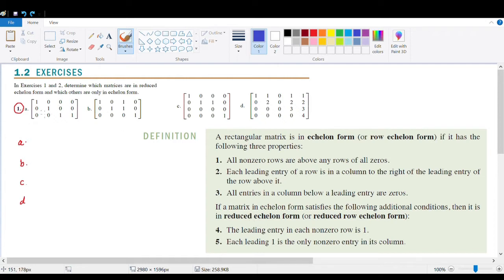So for the first matrix, A, it is clear that it is in echelon form, plus it satisfies these two properties, so that means it is in reduced echelon form. For the second matrix, which is B, also it is clear that it is in echelon form because it satisfies these three properties. Plus, it is also in reduced echelon form because it satisfies these two properties. So A and B, both of them are in reduced echelon form.